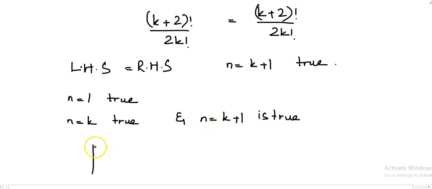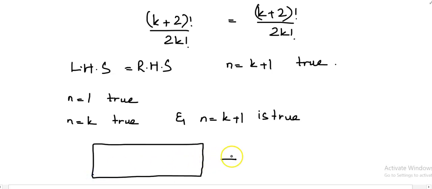So you just need to write the original equation that was provided to you in the question booklet. You just need to write that over here, and that is going to be your final answer, and that is how you'll get the marks.